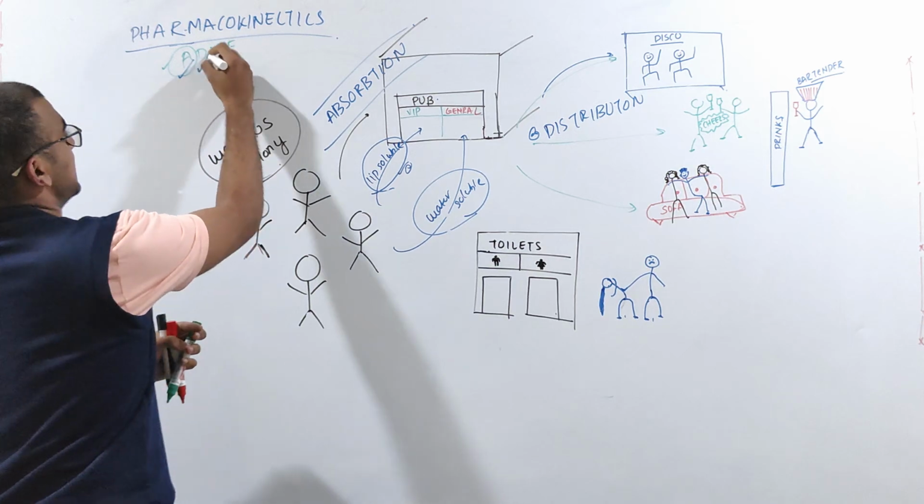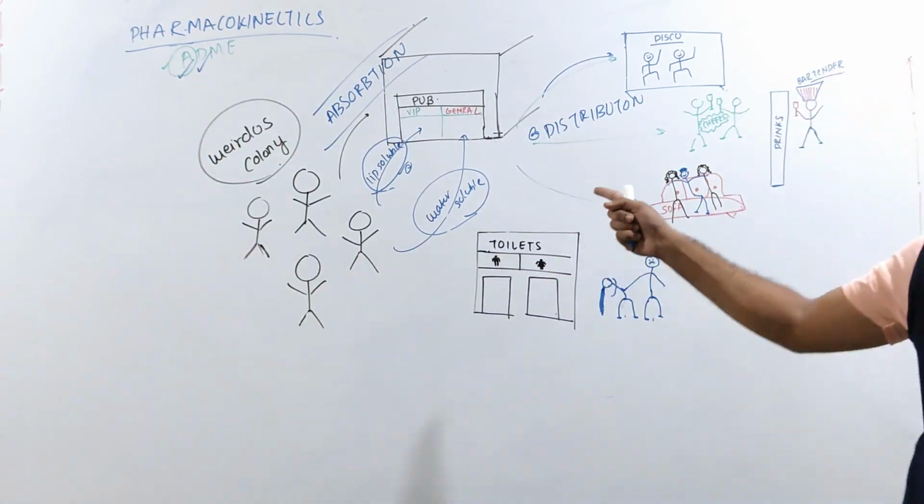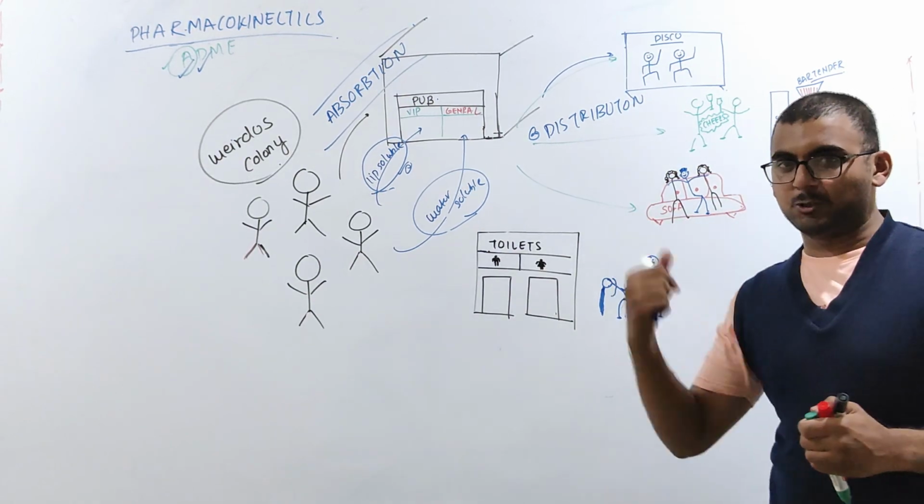AD is done, A is done, D is done. This is a distribution. Is it clear? I hope it is clear to you guys, okay? This is a distribution of the drugs. Now, let's come back to my friend, okay?